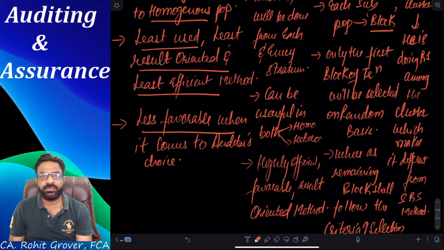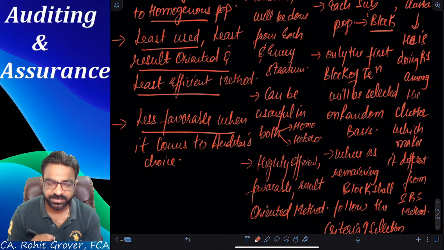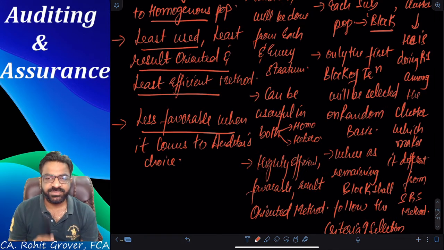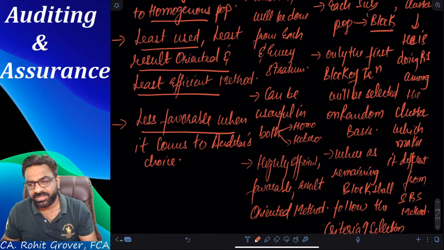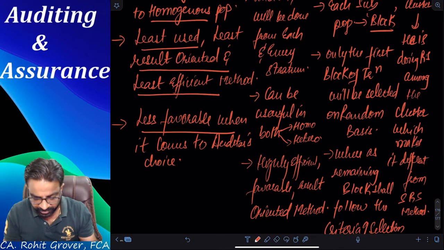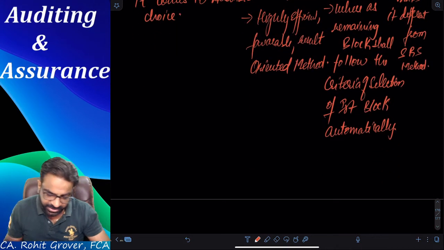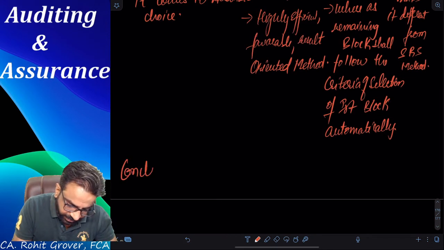Did you get the point or not? Which makes it different from the stratified random selection method. Instead of doing the random selection from each and every stratum, here the auditor did the random selection among the clusters. Are you getting the point? So my question is very simple, everyone. Conclusion. Please give me the conclusion.